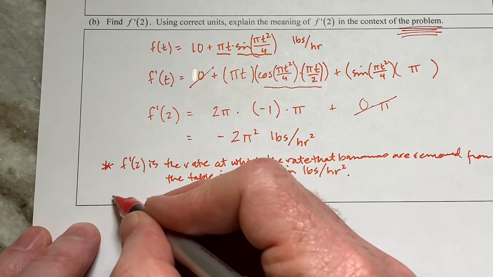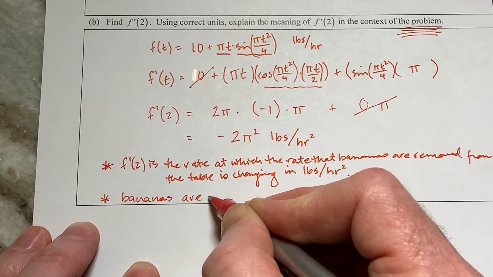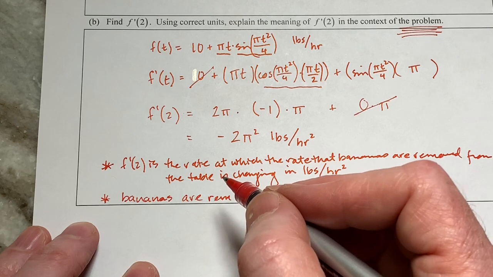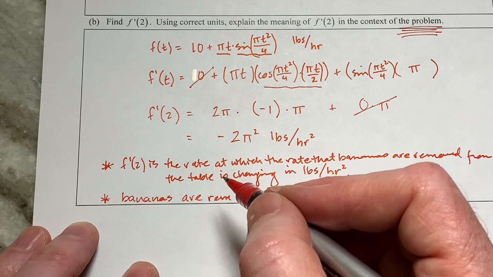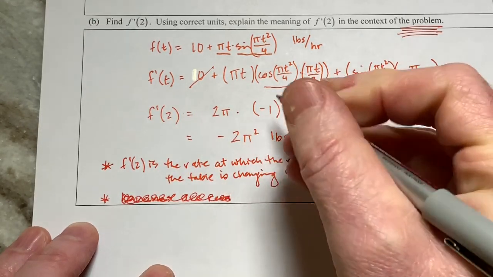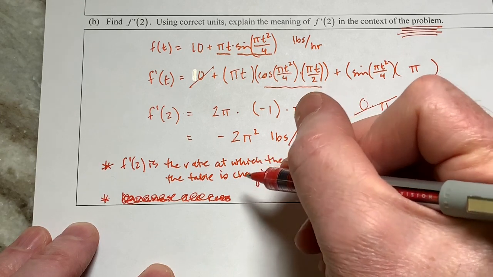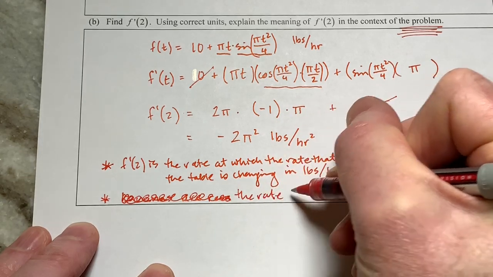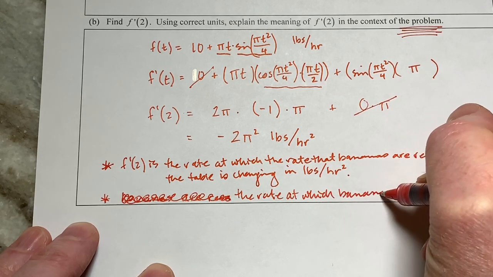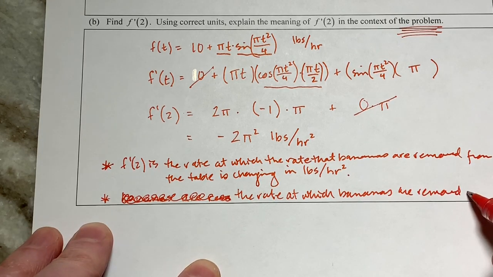that you maybe could say something like this: bananas are removed. Let me see, how about this? This would be a better way. How about, I know I'm stalling right here. How about this? The rate at which bananas are removed is decreasing.